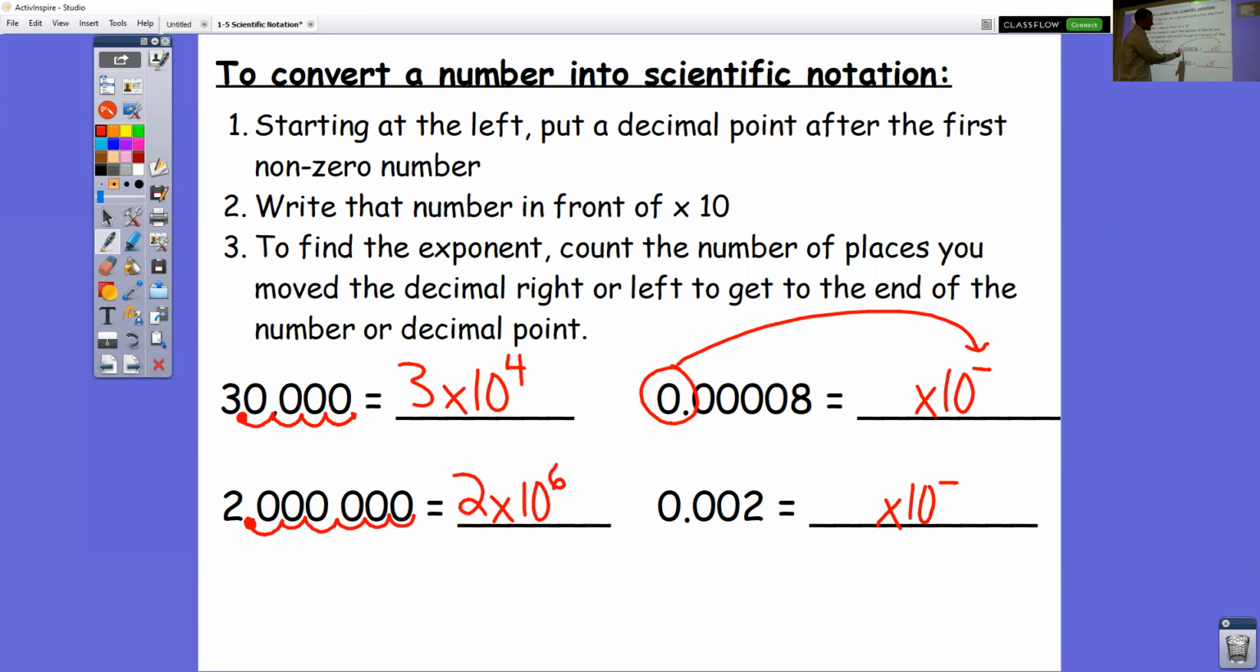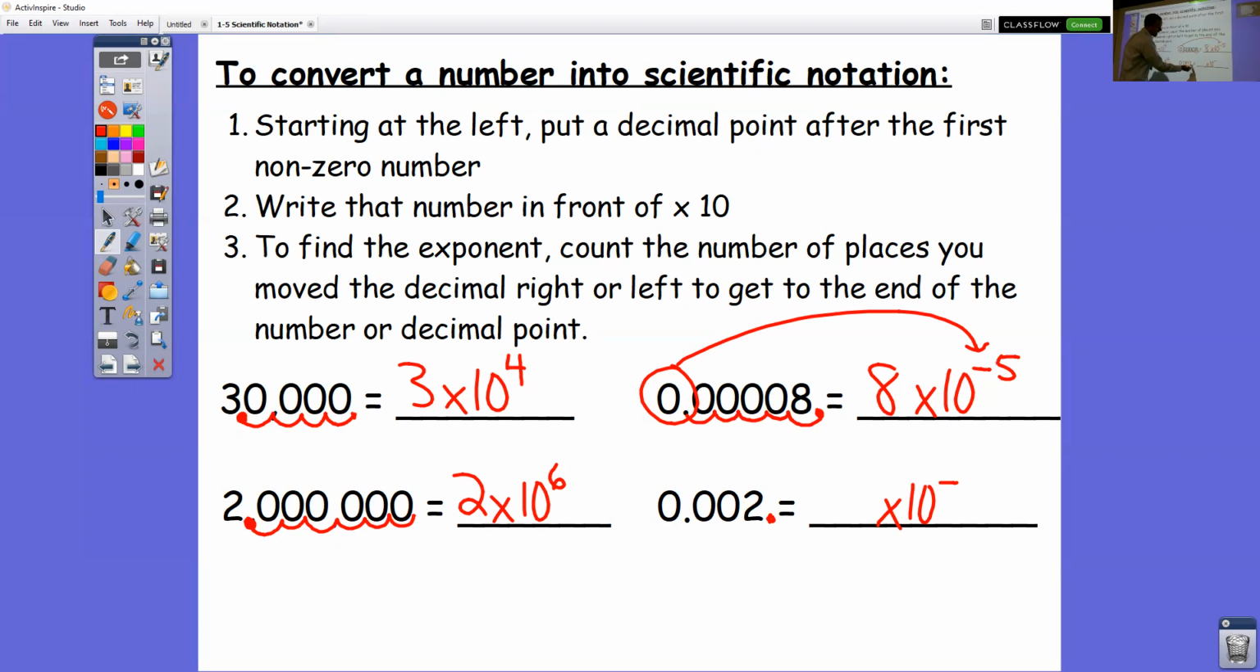You're going to do the question the same way. You're going to put a decimal point after your first non-zero number, so after the 8. Write that number down in front of the times 10. Now, we're at the end here. We want to get back to our original decimal point. So we're counting 1, 2, 3, 4, 5 places. So it's times 10 to the negative 5th.